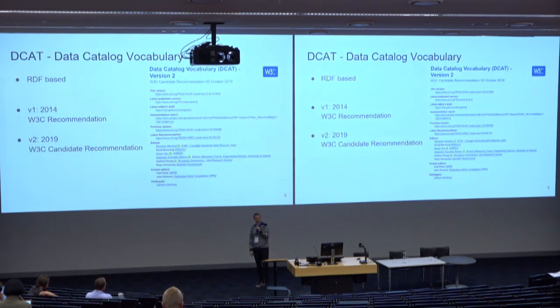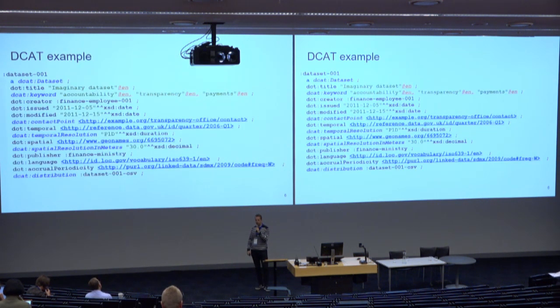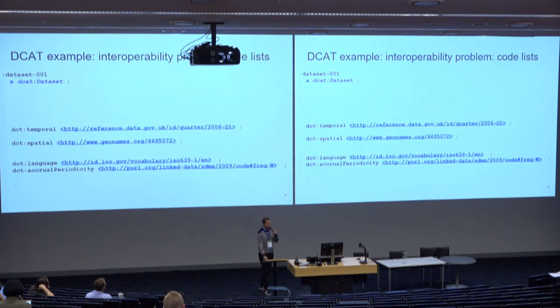And now DCAT. DCAT is a W3C recommendation for a data catalog vocabulary. And what's important here is that it is RDF-based, so very, very usable for us. Here is an example of a metadata description of a dataset in DCAT. It has all the expected metadata items, such as dataset title, keywords, the publisher, or the dates issued and modified, and so on. But let's focus on only a subset of these properties, like these.